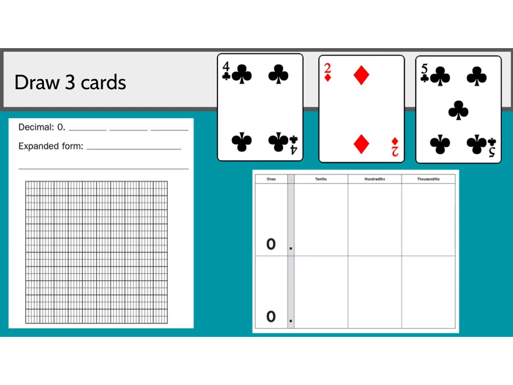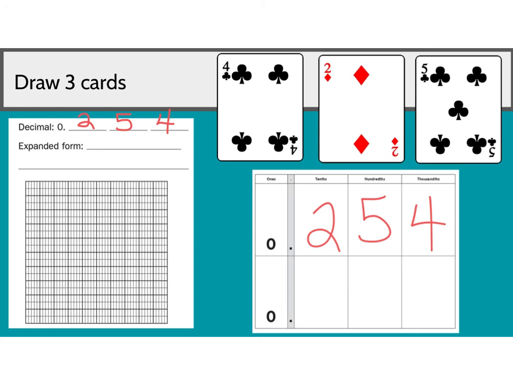So let's go ahead and try another example. This time I have drawn 3 cards, and they are 4, 2, and 5. And you can, again, put them in any order when you do this. Let's say that we do 254 thousandths. So we're then going to take that number and write it up here to show what decimal we chose. And then we're going to write it in expanded form.